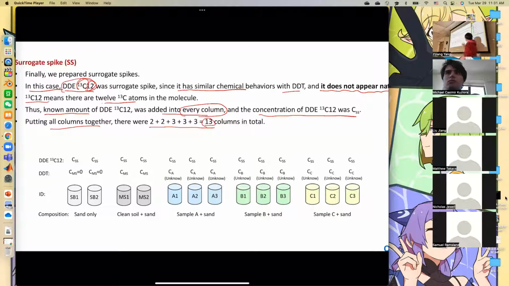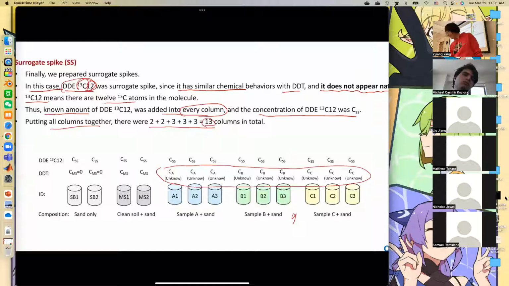And then we have 3 sets of our sample with triplicates. The concentration of DDT is unknown, but we also add the surrogate to each of the samples and the concentration is known. So in this case, we have 9 unknown values and we have 9 plus 4 plus 4, like 17 known values.